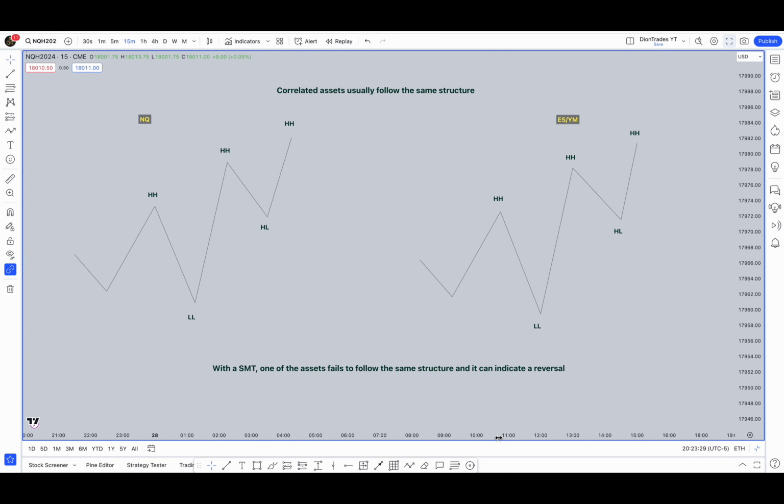Usually when you have correlated assets like NQ, ES, and YM, the three indices, they follow the exact same structure. So for example, if NQ makes a higher high, you expect ES and YM to follow. If they make a lower low, you expect ES and YM to follow. NQ makes a higher high, higher low, higher high. They all follow the same structure. But in SMT, one of the assets fails to follow the same structure, it can indicate a reversal. So for example, NQ makes a lower low here, but ES or YM fails to make a lower low here, it makes a higher low, and it can indicate a reversal.